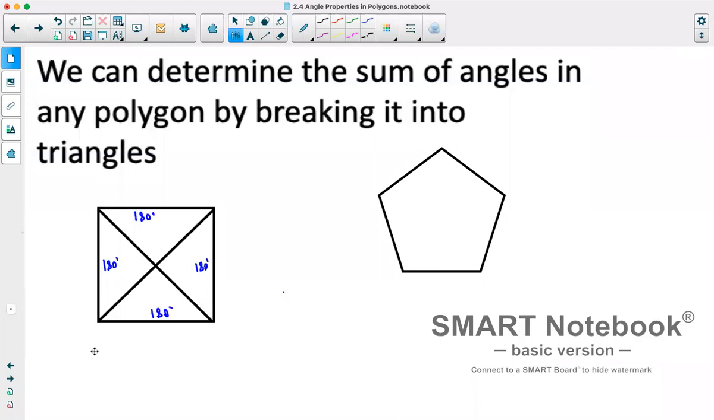So for a total interior angle for this, we have 180 plus 180 plus 180 plus 180. However, if I just do that, it counts all these central angles, but we don't use those central angles. Because these form a full circle, that is 360. So we have to subtract that from here. So 180 plus 180 plus 180 plus 180 minus 360 gives us 360 degrees.